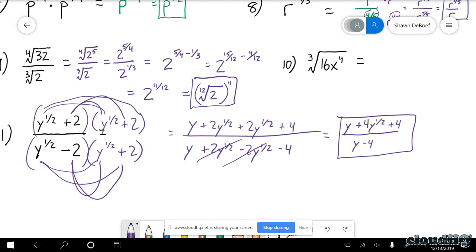Back up to number 10 real quick. 16 is really 2 to the 4th. Since I have an index of 3, I need three 2's to pull one out, so I get to pull one out. I also get to pull out an x, but I have a 2 left and an x left. This is really similar to a problem from a different section, so it's not really new, just a little bit of extra practice.